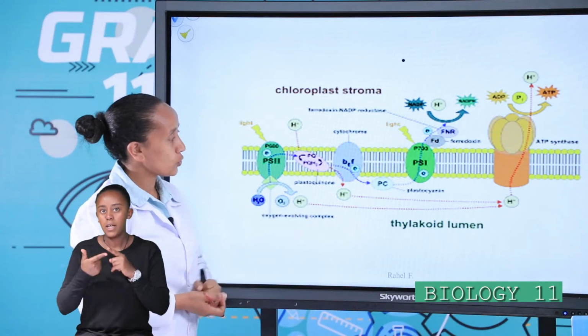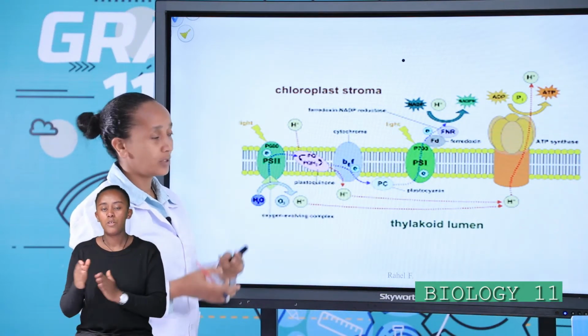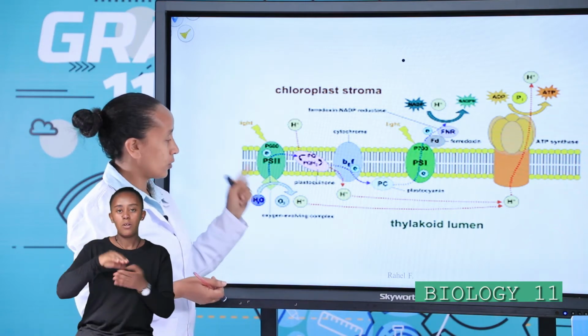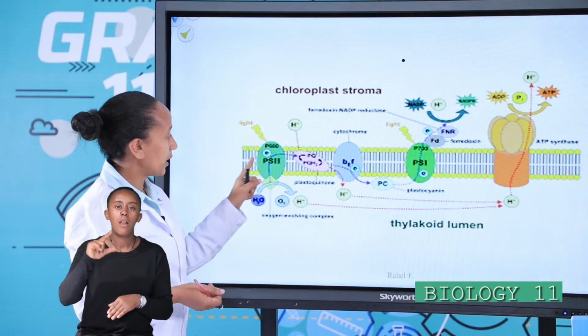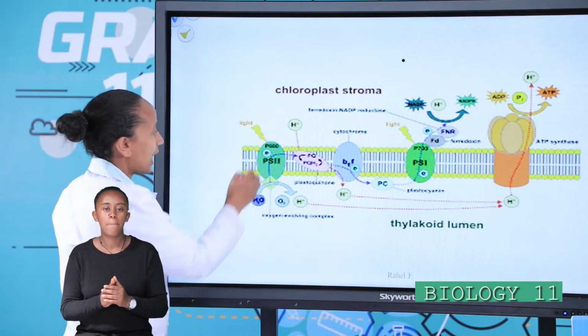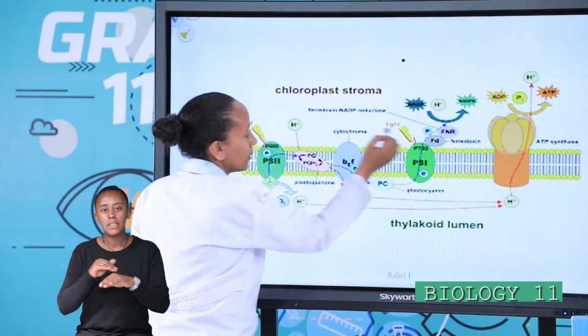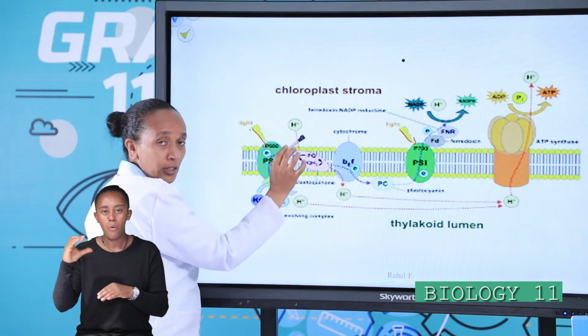This diagram shows you the arrangement of the different components of light reaction on the thylakoid membrane. Here you have photosystem 2. When light strikes the surface of thylakoid, photosystems release electrons.